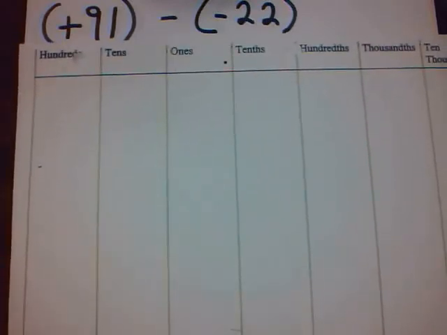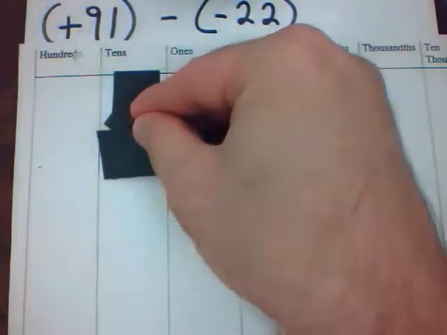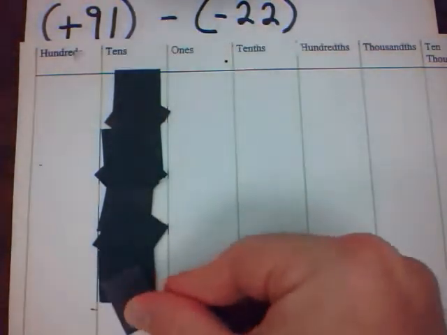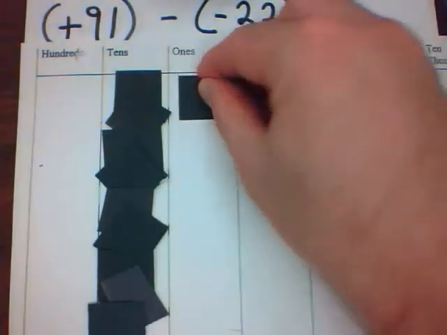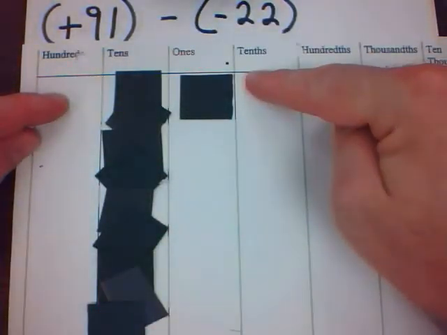Starting with positive 91. Well, that's a lot. All right. 1, 2, 3, 4, 5, 6, 7, 8. There are 9 sitting in that column. Then I have to put 1 in that column. I want to take away negative 22. There are no negatives. Therefore, I'm going to have to add some zeros.